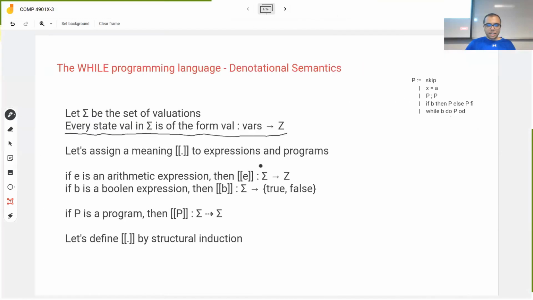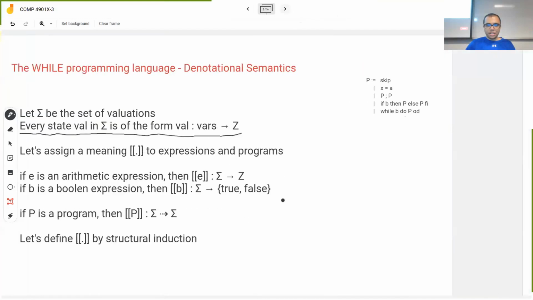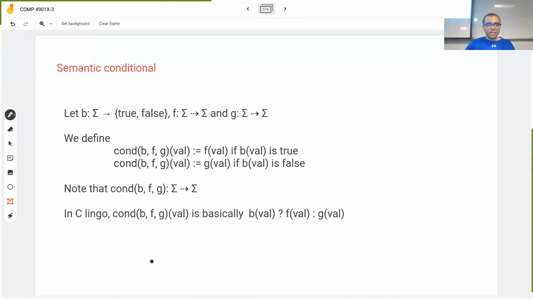Before I can actually go ahead and define the semantics, I need another notion here. And this is what we call the semantic conditional. This is just a fancy name for this kind of expression that you have probably seen, again, if you've done C or C++ programming. It just checks whether B holds, and if B holds, then it gives you the value of F, otherwise it gives you the value of G. So we want to define this a little bit more formally. So let's say that B is a function that maps every state to either true or false.